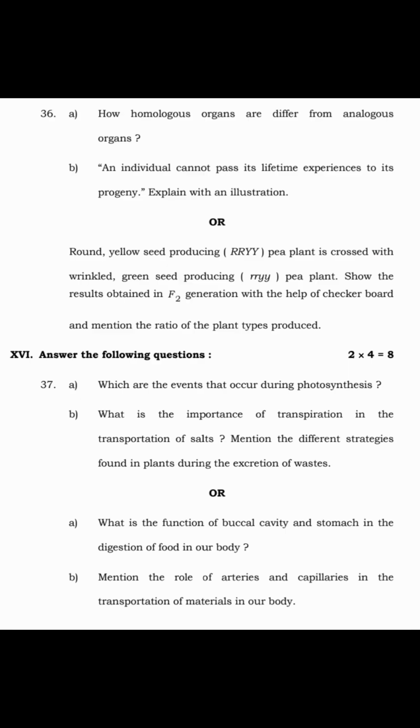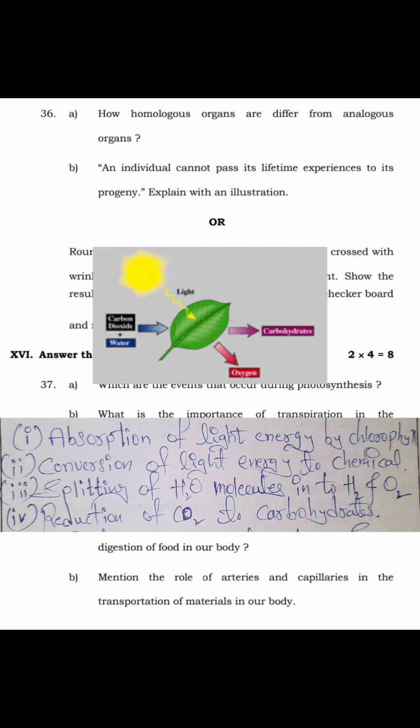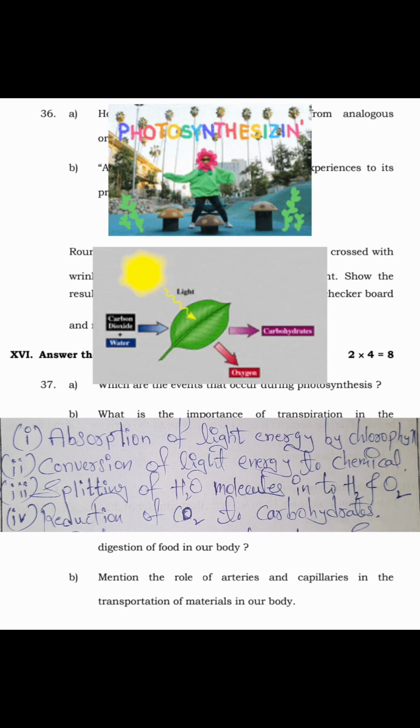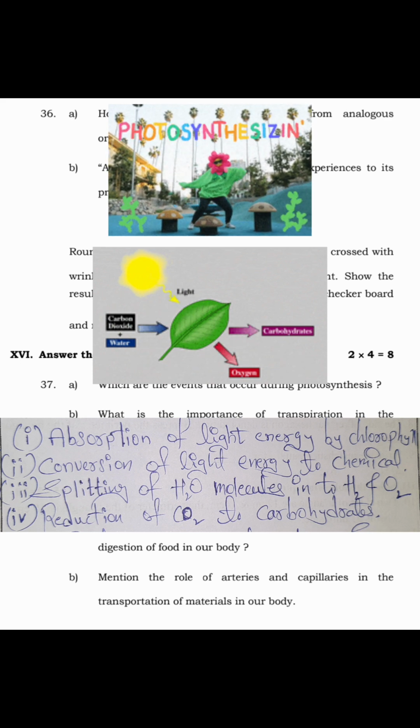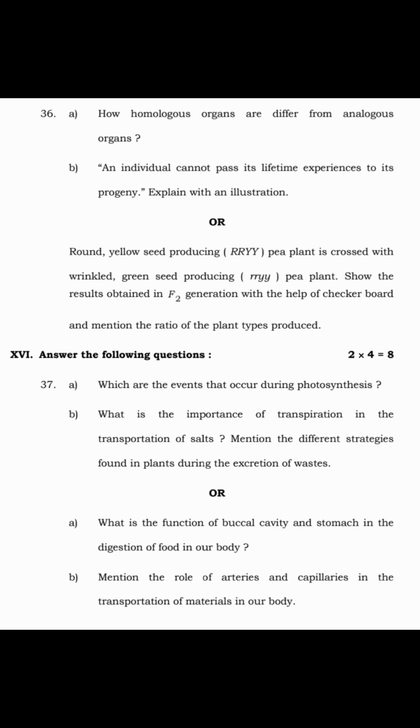16th mark: 2 questions, there will be 4 marks each, totally 8 marks. 37th A: Which are the events that occur during photosynthesis? During photosynthesis, the chlorophyll present in chloroplast absorbs the light, that is absorption of light energy by chlorophyll, conversion of light energy to chemical energy, splitting of water molecules into hydrogen and oxygen, and reduction of carbon dioxide to carbohydrates. These are the events which occur during photosynthesis.